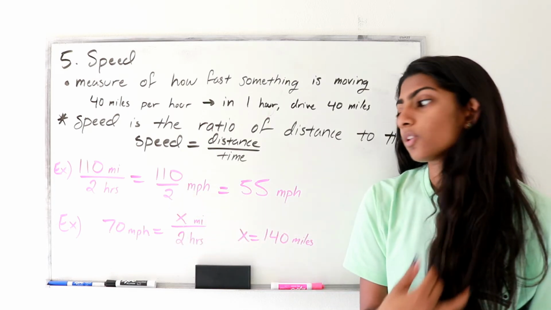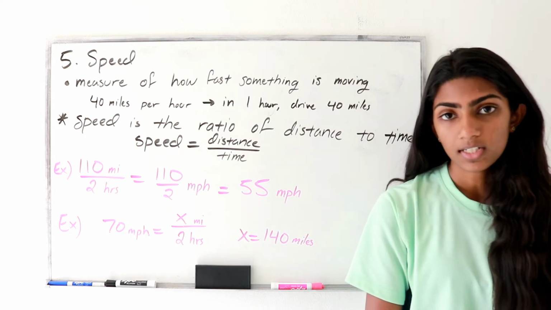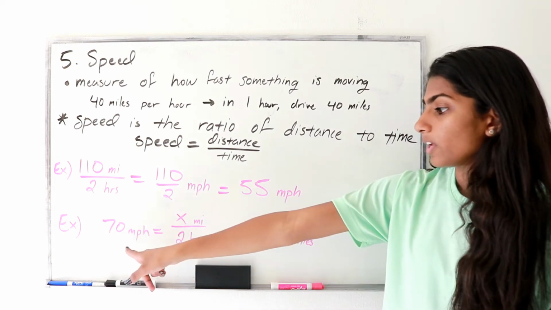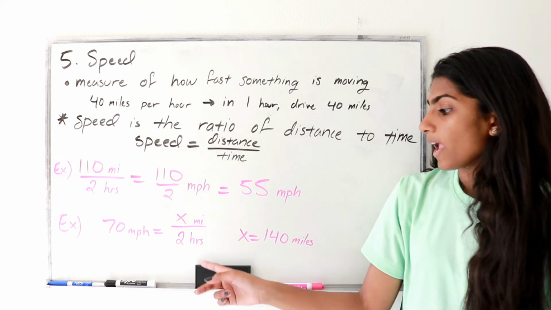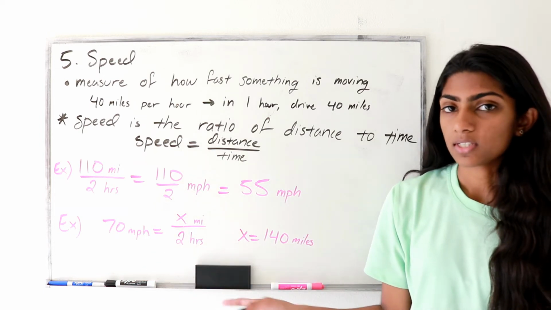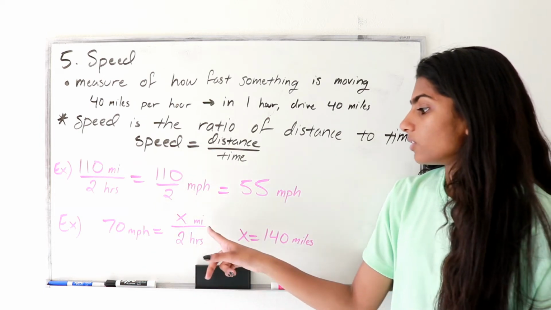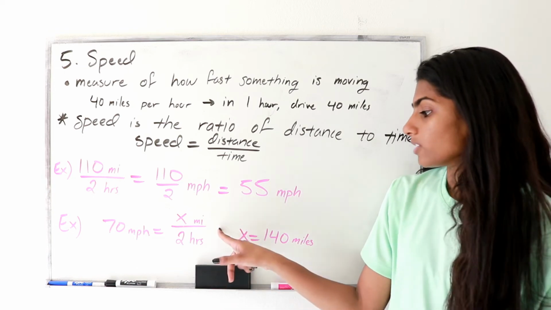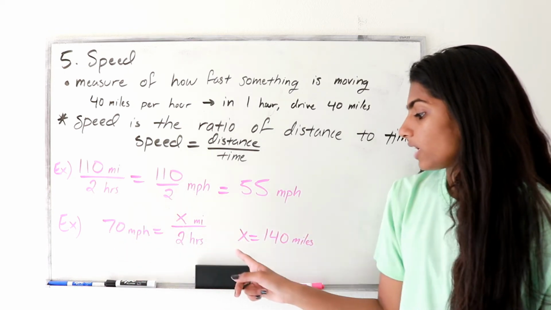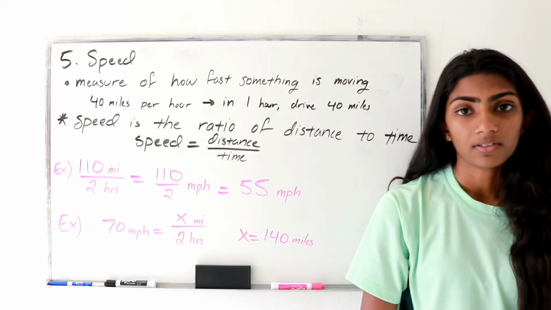Now let's say we know your speed and your time, but not your distance. So we know that you're going 70 miles per hour, and you're driving for 2 hours. What distance are you covering? Well, as you know, you want to isolate the variable. So multiply this by 2, multiply this side by 2, and you get x equals 140 miles.